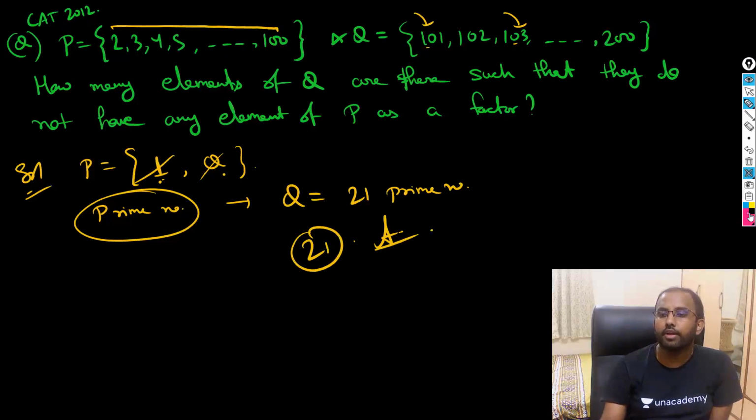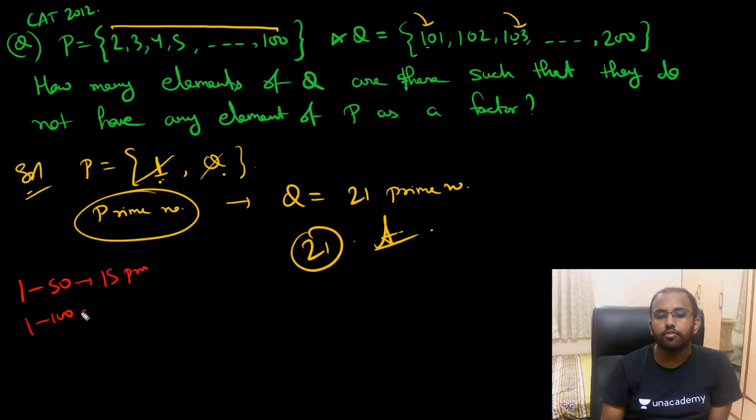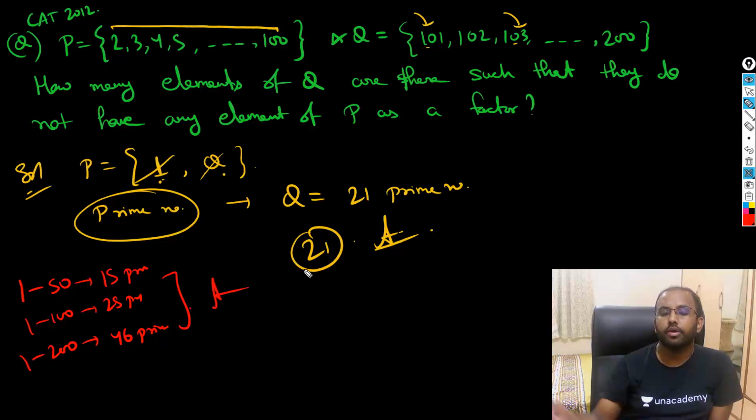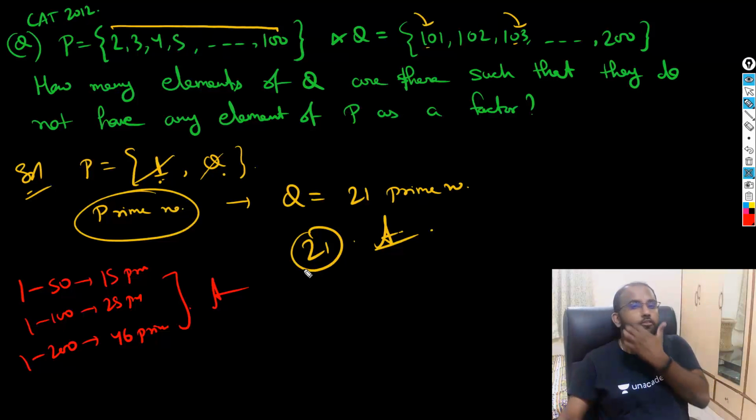Basically a fact to remember here, that you should actually remember: 1 to 50 has got 15 prime numbers, okay. 1 to 100 has got 25 prime numbers and 1 to 200 has got 46 prime numbers. This we should know actually. Correct, right?